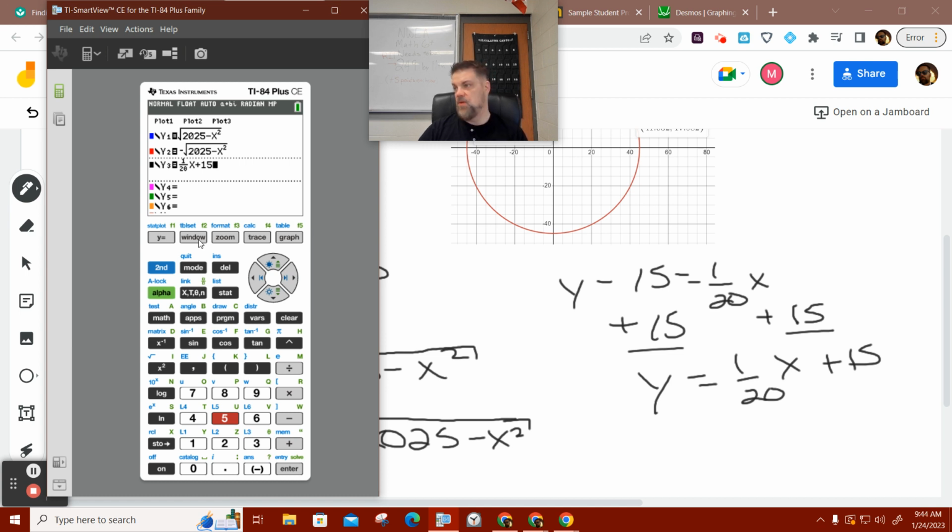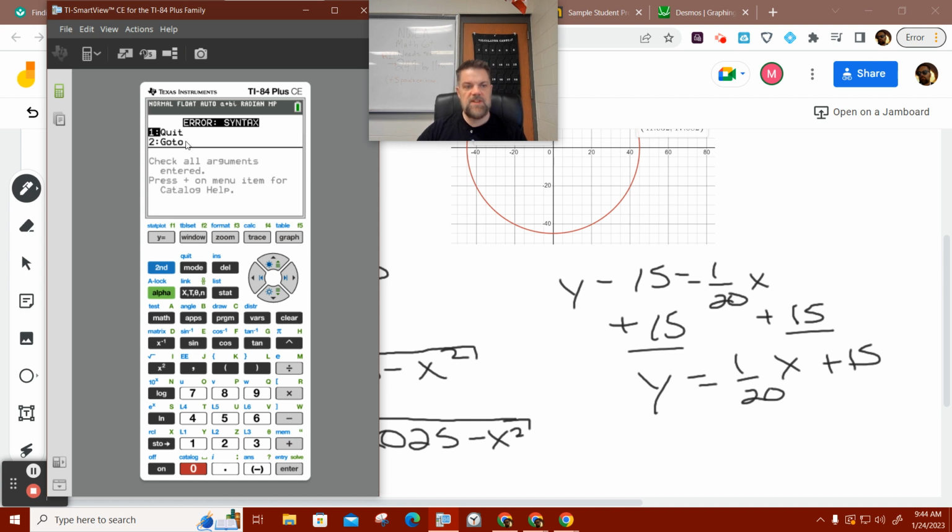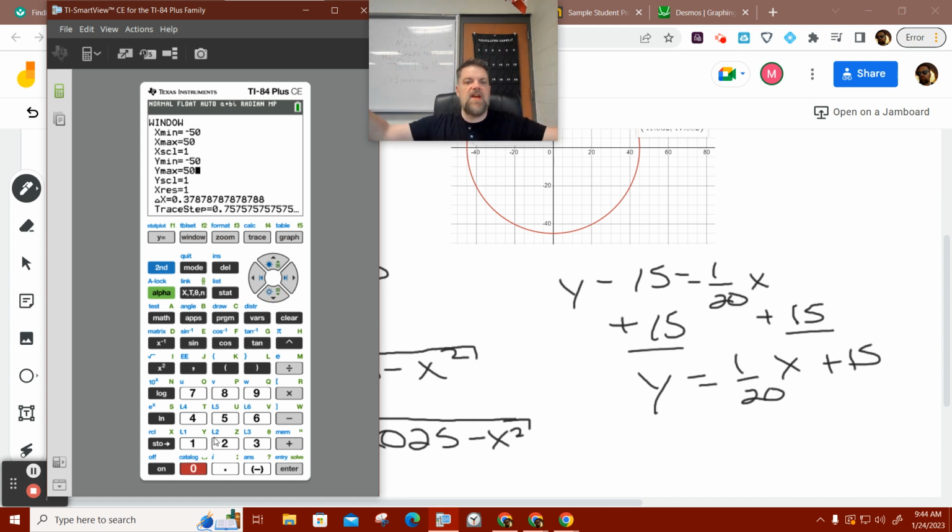Now I got to set the window. And if you look at my Desmos graph, the circle goes all the way to negative 45 and positive 45. So when I go to my window, I'm going to set it to negative 50 to 50. I'm going to set this to negative 50, and then 50 for my x. And then the same thing for the y, negative 50 and positive 50. Okay? What I'm doing is I'm setting the x parameters from negative 50 to positive 50, and then the same for the y's.